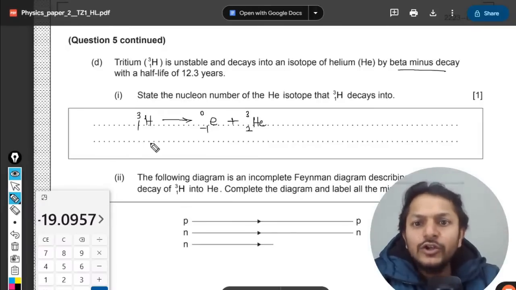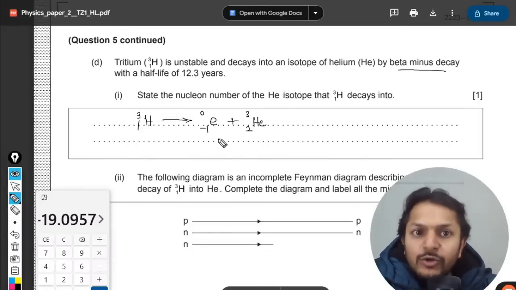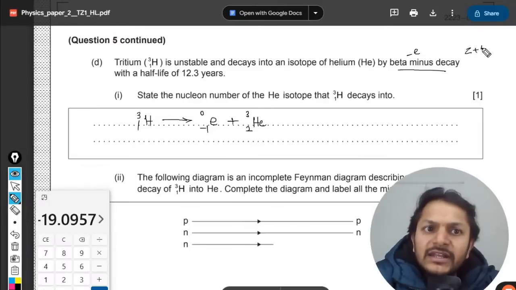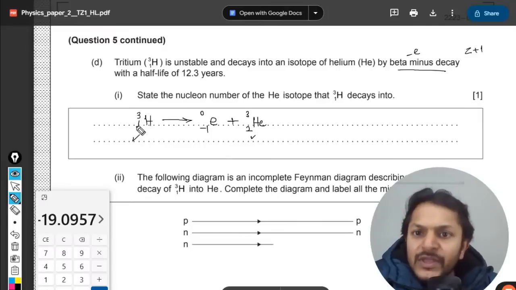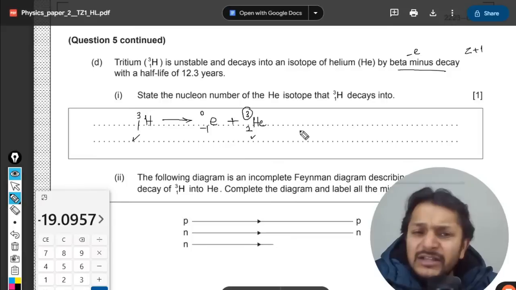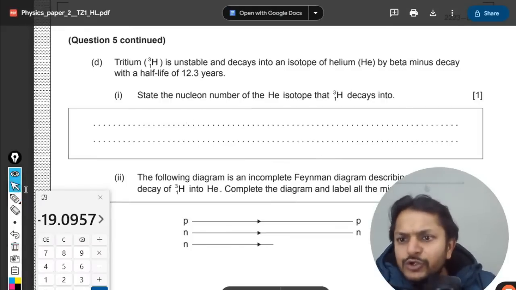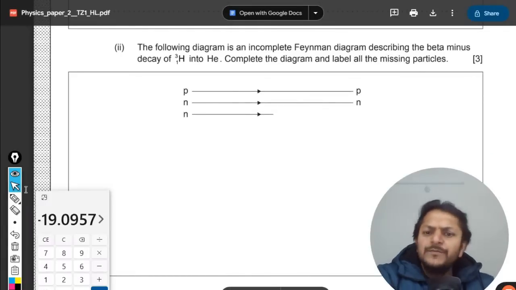So Soddy-Fajans law says this thing. Accordingly, we can find this. Another point to be noted here: in beta minus decay, the atomic number always increases by 1. So here the atomic number is 1, here the atomic number is 2, and the mass number does not change. So state the nucleon number. This is the nucleon number of the helium isotope. So your answer clearly here is 3, and that's it. I will show you the answer for this later, because there is not much to see.